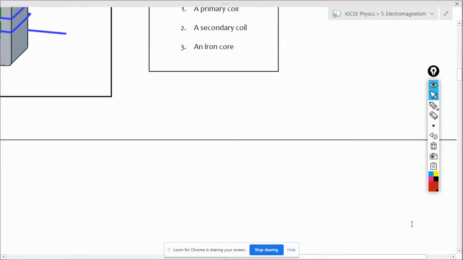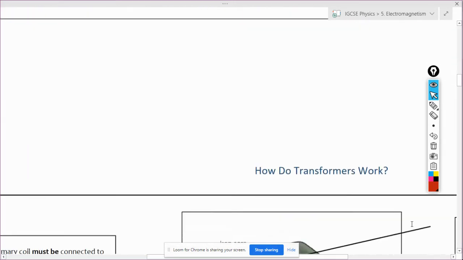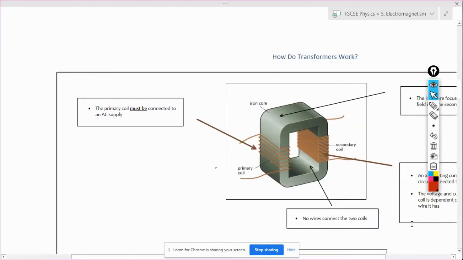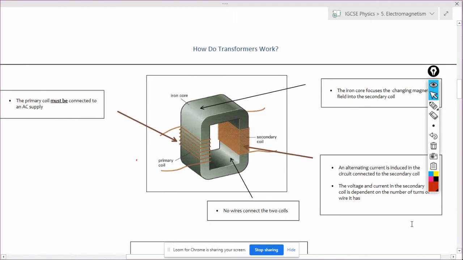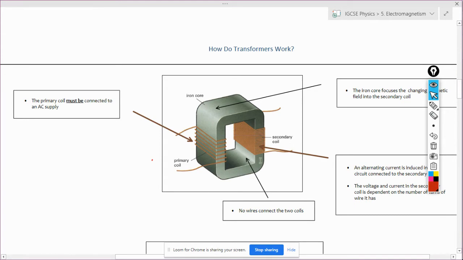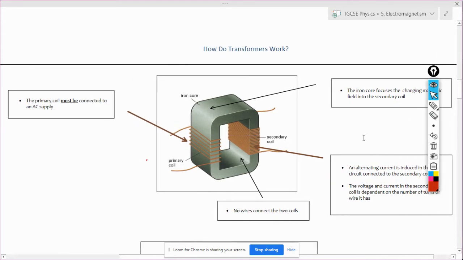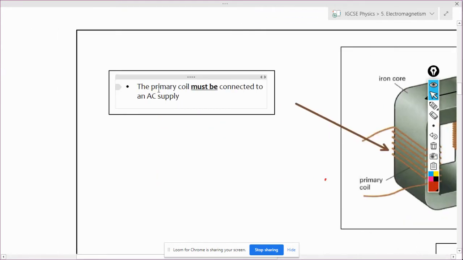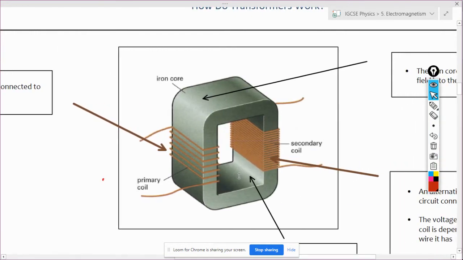Okay, so this is basically everything we've just said. Let's move down. So how do transformers work? Here's another image of a transformer, and basically all of this writing is stuff that we've already said here. The primary coil must be connected to an AC power supply.